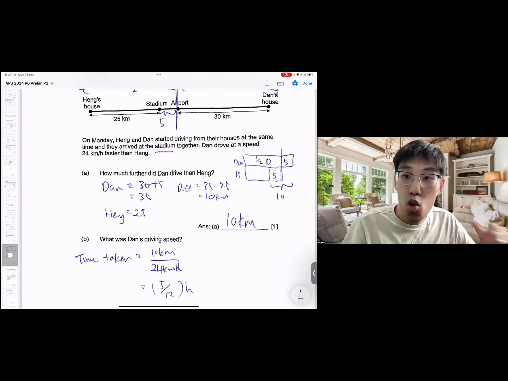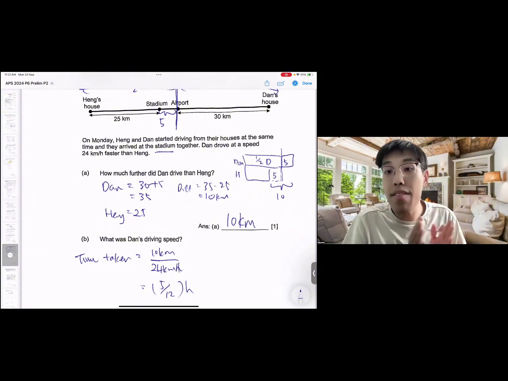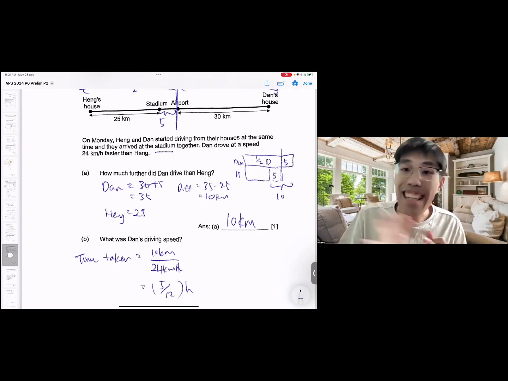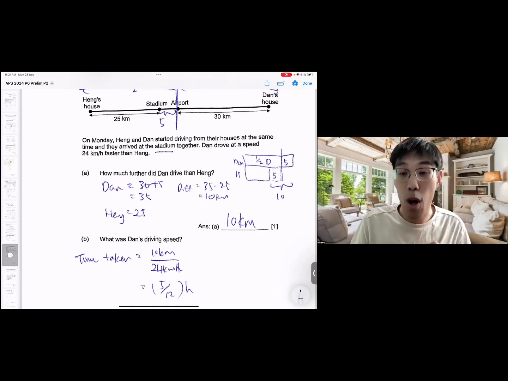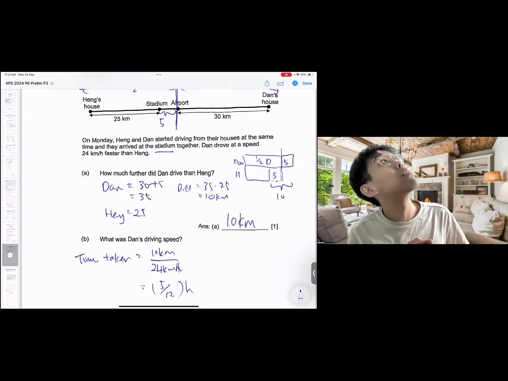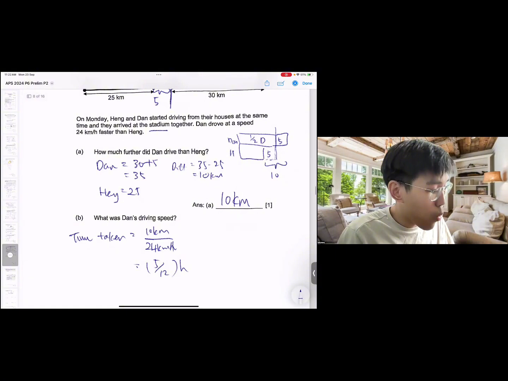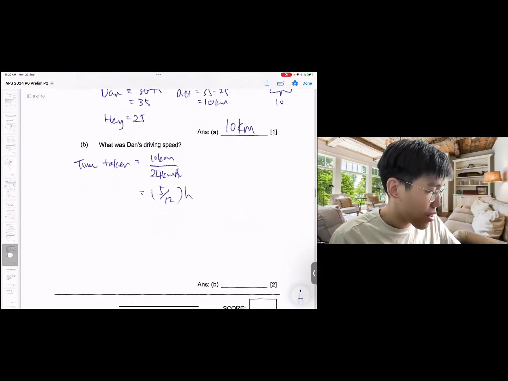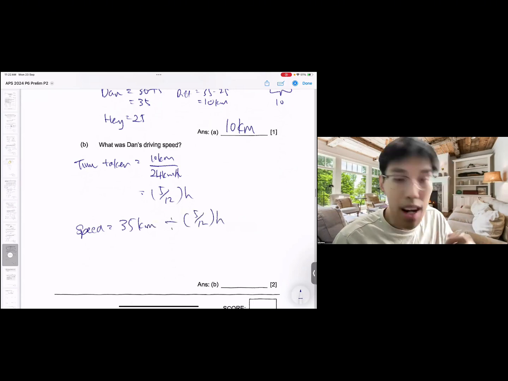That means the entire duration for both of them to reach the stadium is 5/12 hour. It's not important to know the minutes here. I just need to know it's 5/12 an hour. That's all it matters. So what is Dan's driving speed? So Dan took 5/12 hour to travel how many? 35 kilometers. So what is the speed?